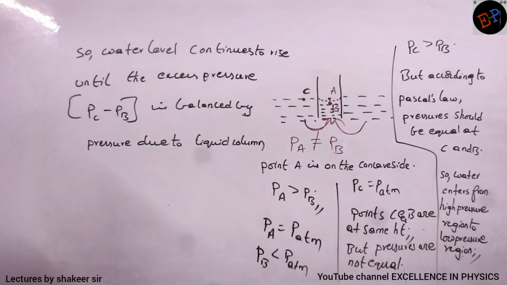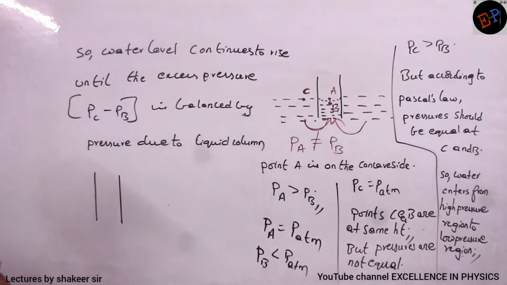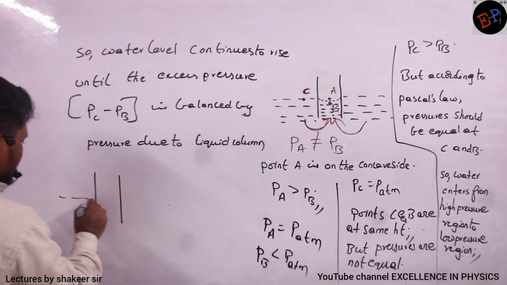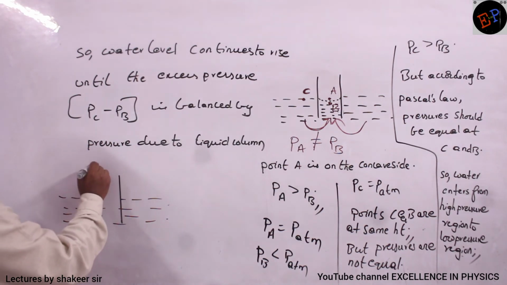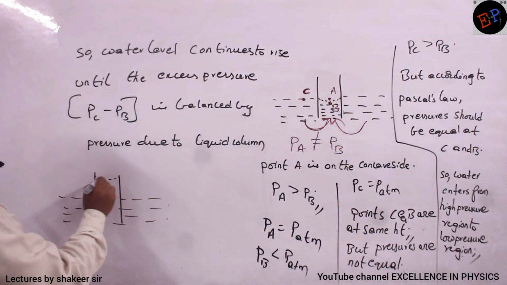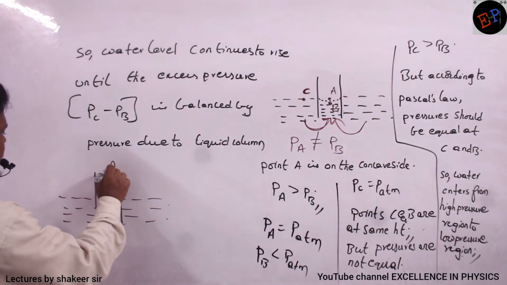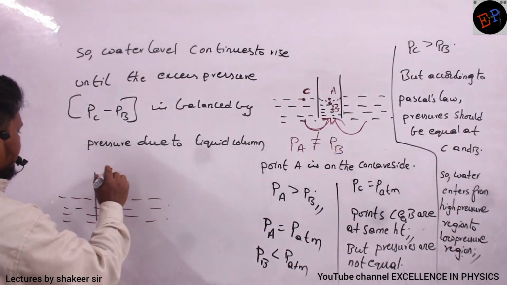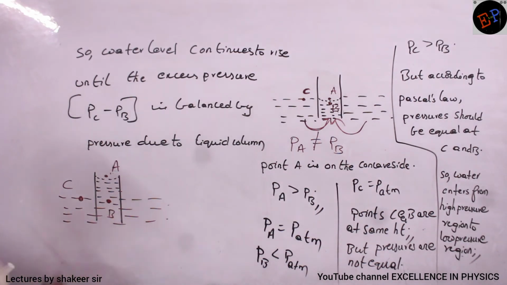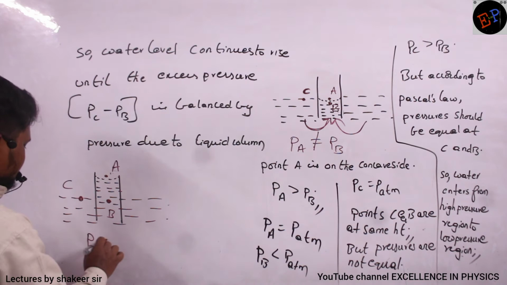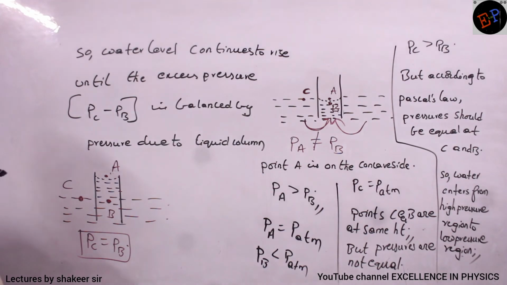So therefore, what is the new diagram I have to draw? New diagram is like this. So this is water. And here the water level has risen up to here. Now where are these points? Here I have point A, and here I have point C, and here I have point B. Now I can say pressure at point C is equal to pressure at point B. Is it clear?